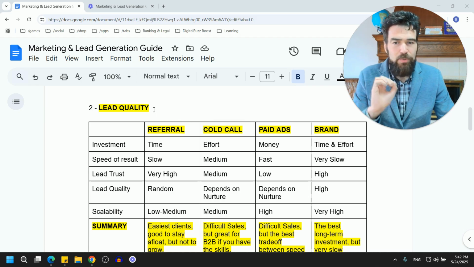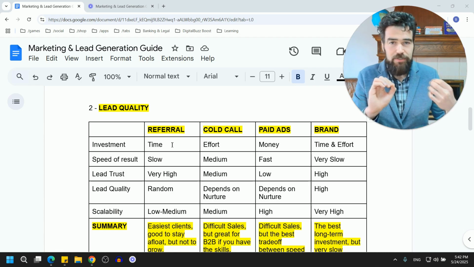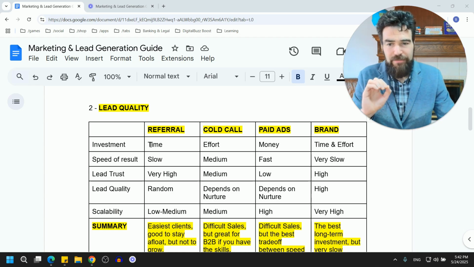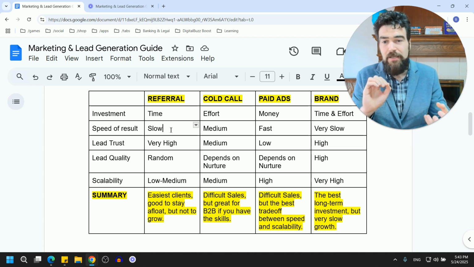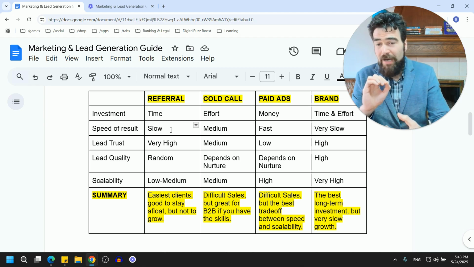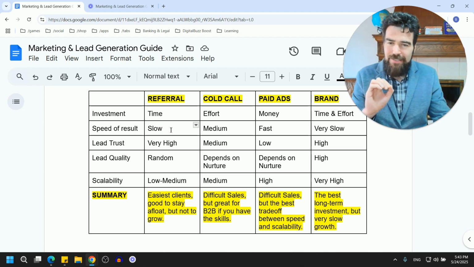So we're talking about lead quality here. If we're talking about referrals, this is something that builds over time as you grow your business and as you get clients that are happy. So the investment here is time, right? The speed of result here is slow because you need a long time to get these referrals. First, you need to grow your business. Then people need to talk about you, and it's quite a slow way to get results.